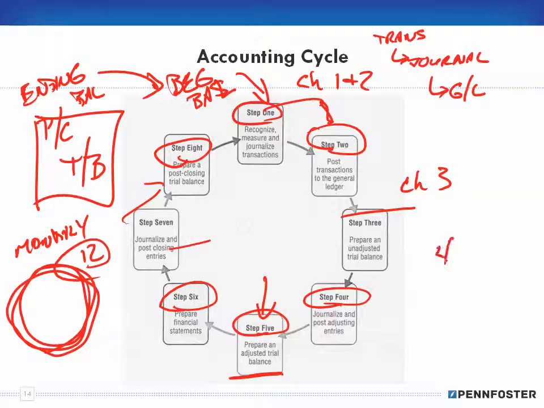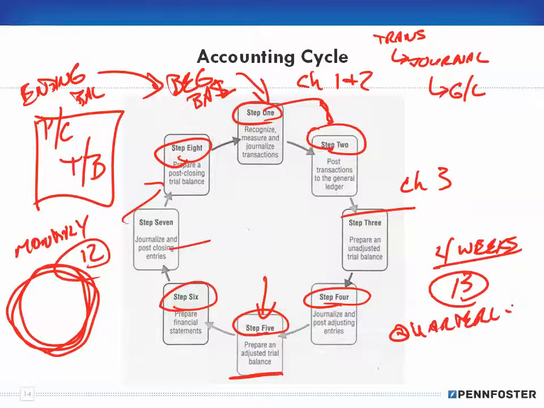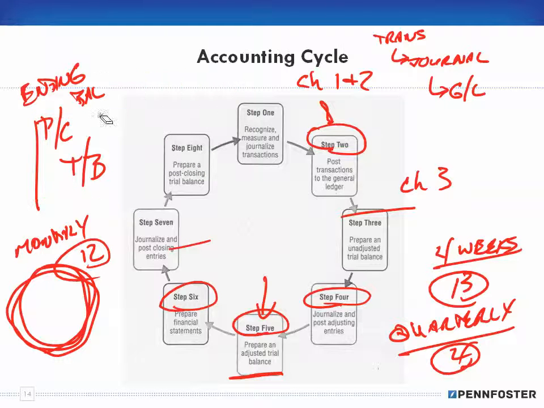If we have an every 4 weeks accounting period, that means we're going to go through this process 13 times during the course of the year. If we had a quarterly accounting period, obviously that's 4 times a year. And if we had a yearly accounting period, we would only do it once a year. But we would go through the same exact process again and again and again.